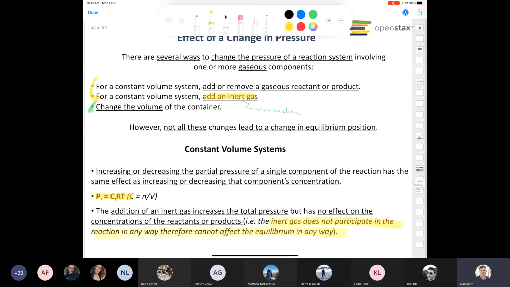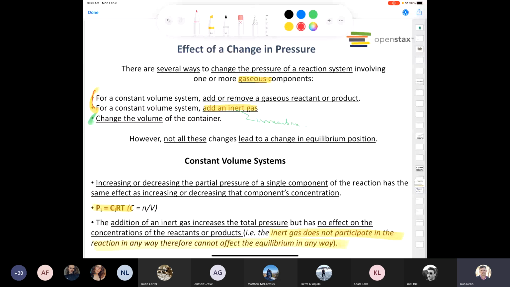The first two are for a constant volume system. So that's where your container is rigid. You can either add or remove a gas, or you can add an inert gas. And I told you the answer to the inert gas is always really simple. There's no change in K. And then another option is to change the volume of the container. And we'll look at some problems today that involve literally changing the size of a container, making it smaller, making it bigger. How does that affect Q? And again, these are reactions with gaseous components, which you want to keep in mind. Anyhow, so let's review here.